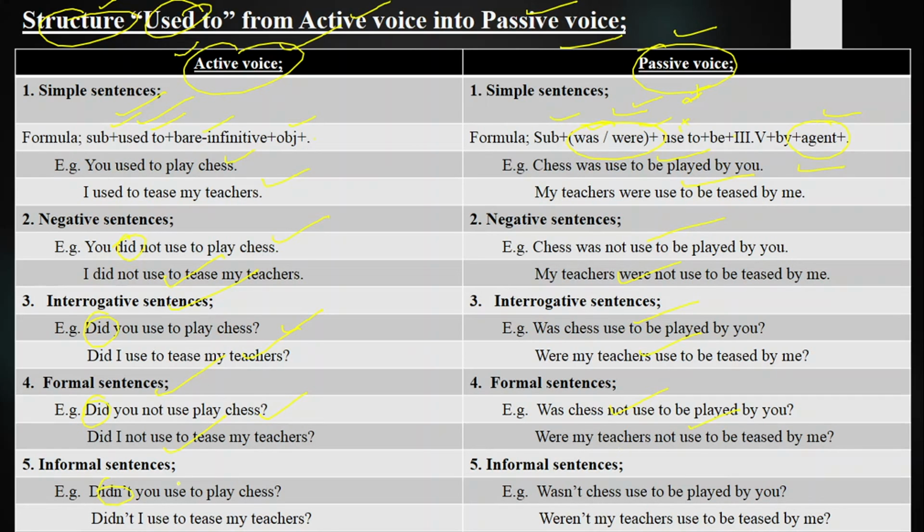Informal sentences, those sentences in which we ask a question or deny the statement in an informal way, like: didn't you used to play chess? Wasn't chess used to be played by you? Didn't I used to tease my teachers? Weren't my teachers used to be teased by me? So these are the sentences of modal auxiliary verb and structure "used to" from active voice into passive voice.